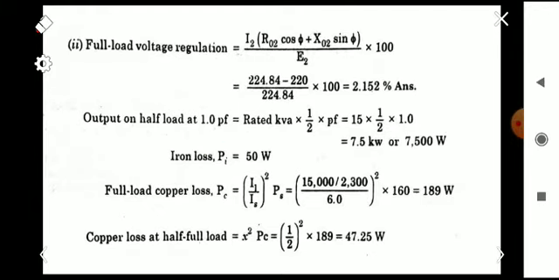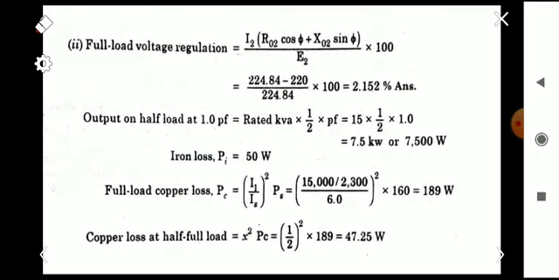You know that the rated kVA is 15. Half the rated load means 15 by 2, actually it is 7.5. And normally the output is written in watts while we are finding the efficiency, so we have to multiply that kVA with our power factor.